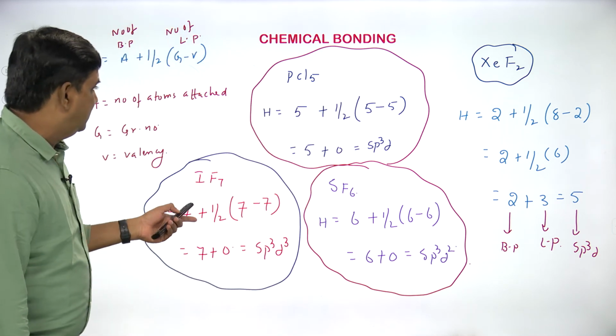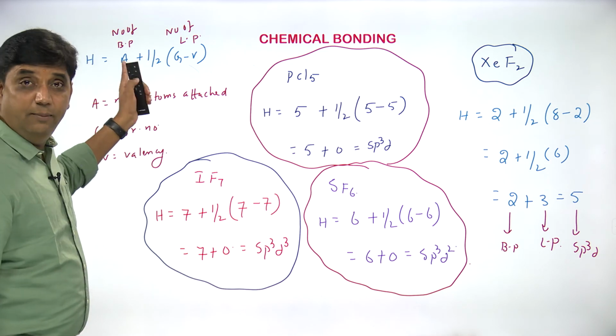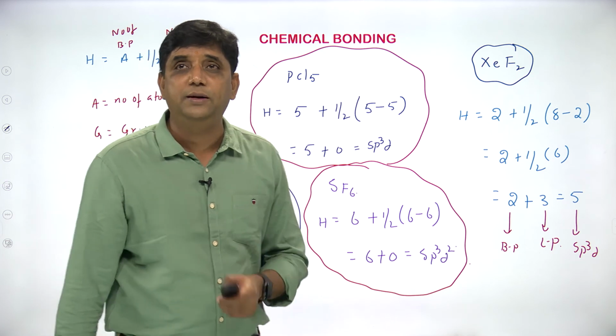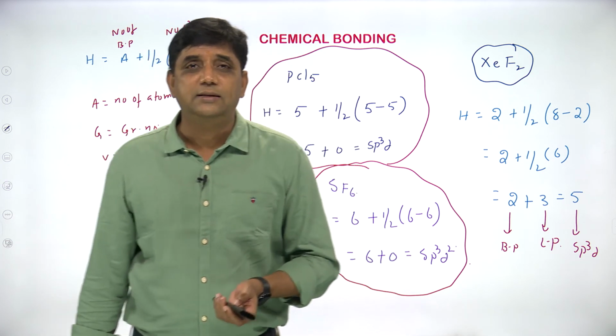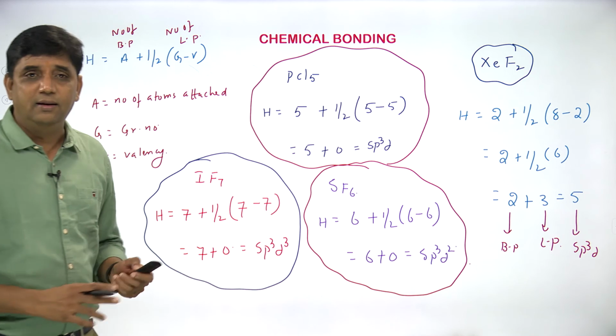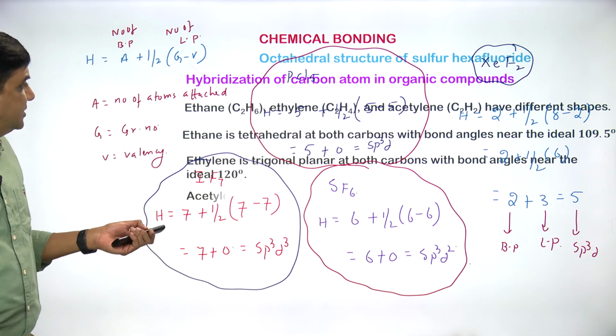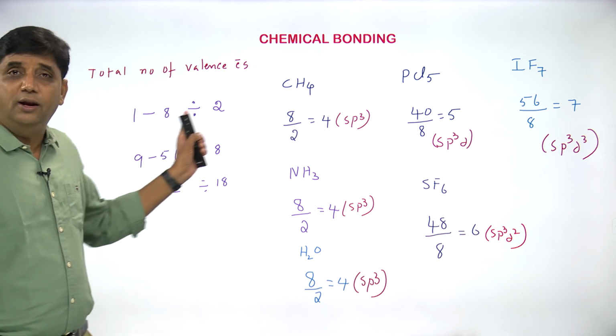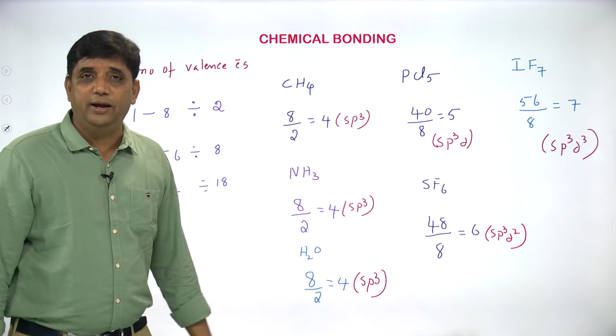And this is how, see, A gives you the number of bond pairs of electrons, half into Z minus gives you the number of lone pairs of electrons. So, in both the cases it will work very well. But the second technique is a wonderful technique. You can utilize it for any compound.